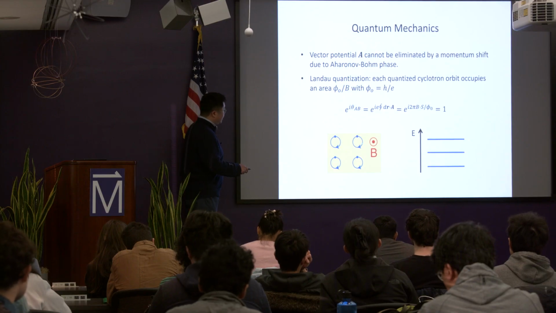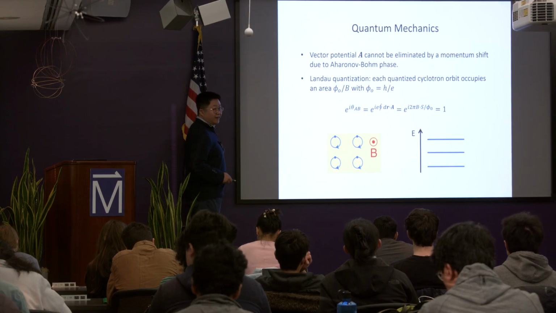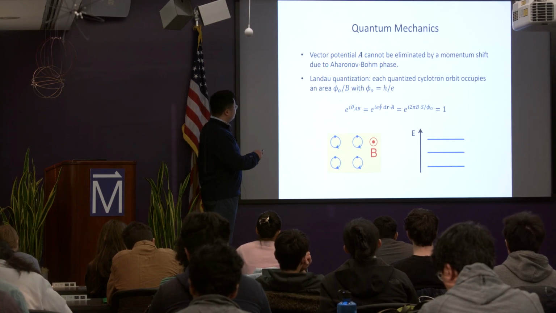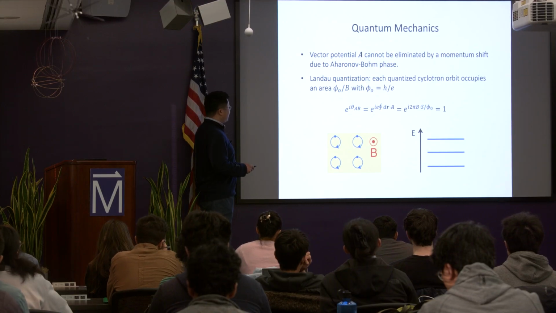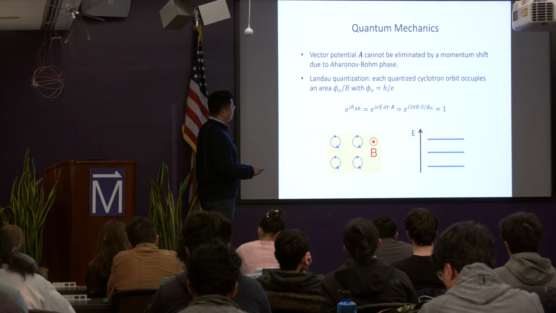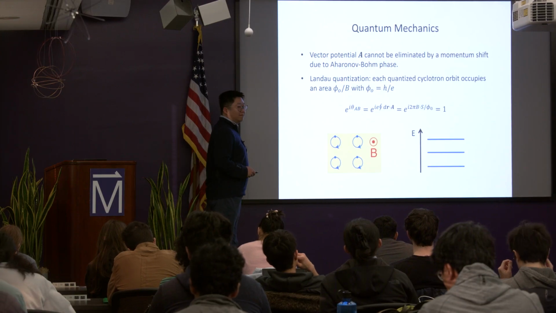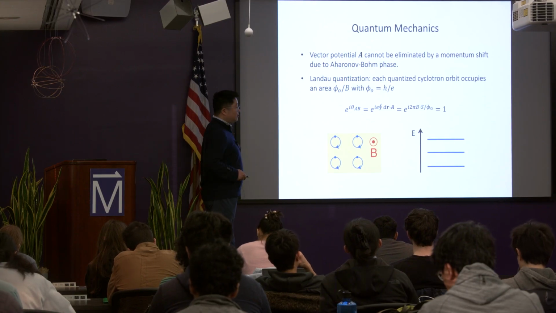And in fact, as a particle moves around a closed loop, it's known to pick up a phase factor called the Aharonov-Bohm phase, and this phase factor is exactly the line integral of the vector potential, which by Stokes' theorem is equal to the magnetic flux enclosed in this area.